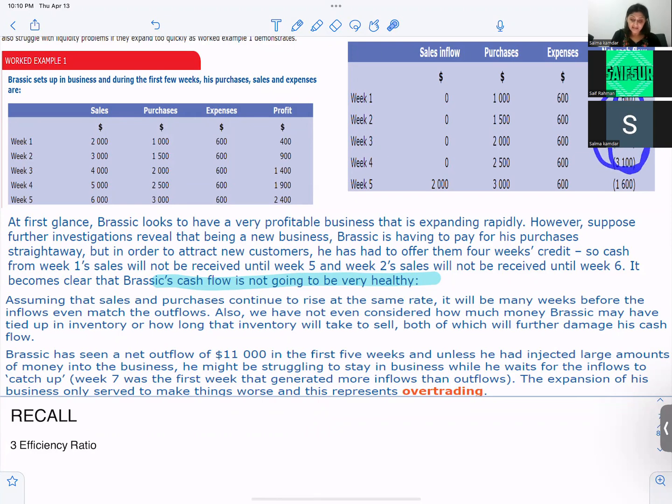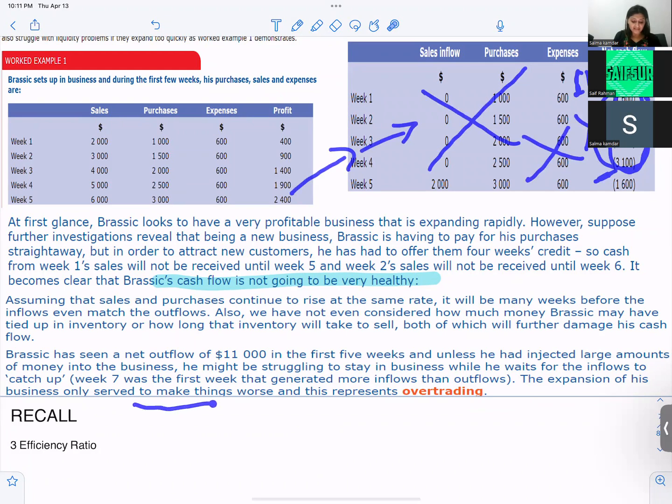Yes, he may have to arrange $11,000 in the first 5 weeks. If he does not get this $11,000, that means his business will fail. And if he continues to expand in this way, his business will fail further. So this expansion of business is going to make things worse, and this is called overtrading.